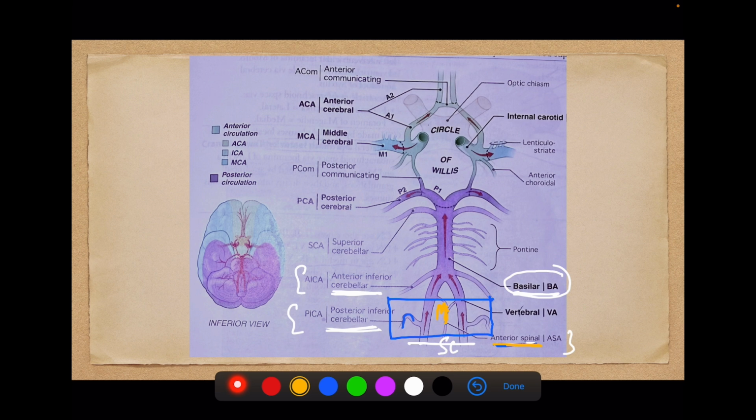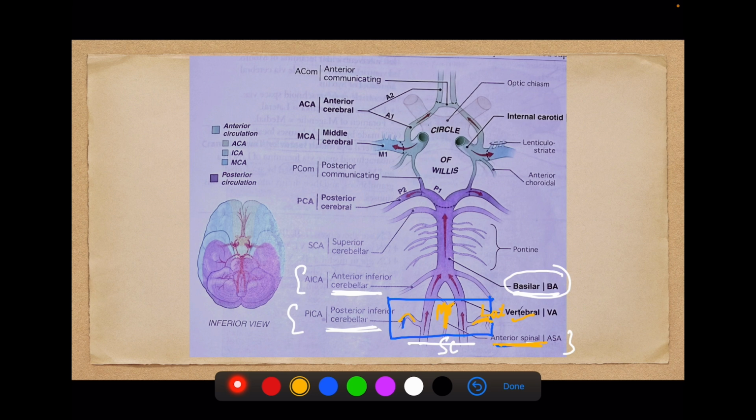Or if there is a lesion within the posterior inferior cerebellar artery, this is the lateral aspect of the medulla. So lateral medullary syndrome in posterior inferior cerebellar artery, and medial medullary syndrome we will get in anterior spinal artery. We will talk about this in detail in the coming slides, to understand why anterior spinal artery is medial medullary syndrome and posterior inferior cerebellar artery is the lateral medullary syndrome.